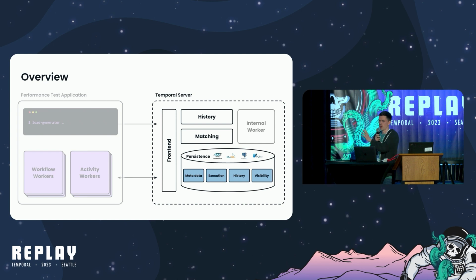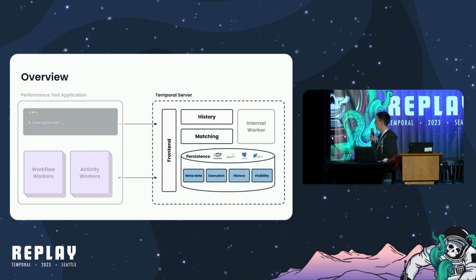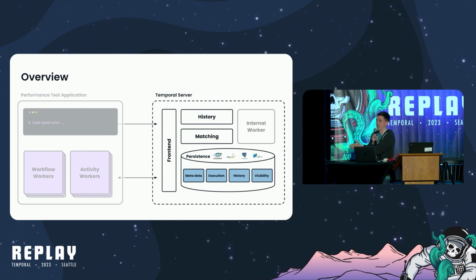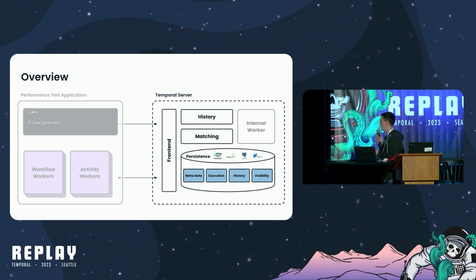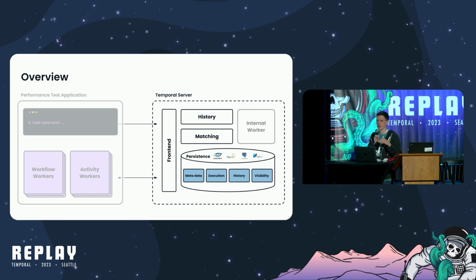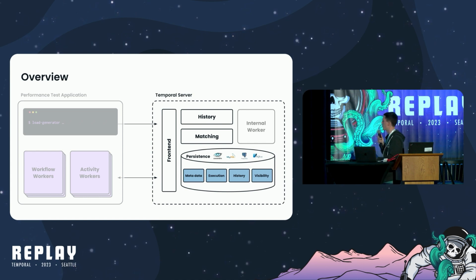Internal worker on the top right is grayed out. We don't really need to talk about that from a scaling point of view because it scales so easily. It's very obvious how to scale it. You just add more processes. There's nothing else to it. And also it tends to use very little CPU, so it's not really interesting from a scaling point of view.